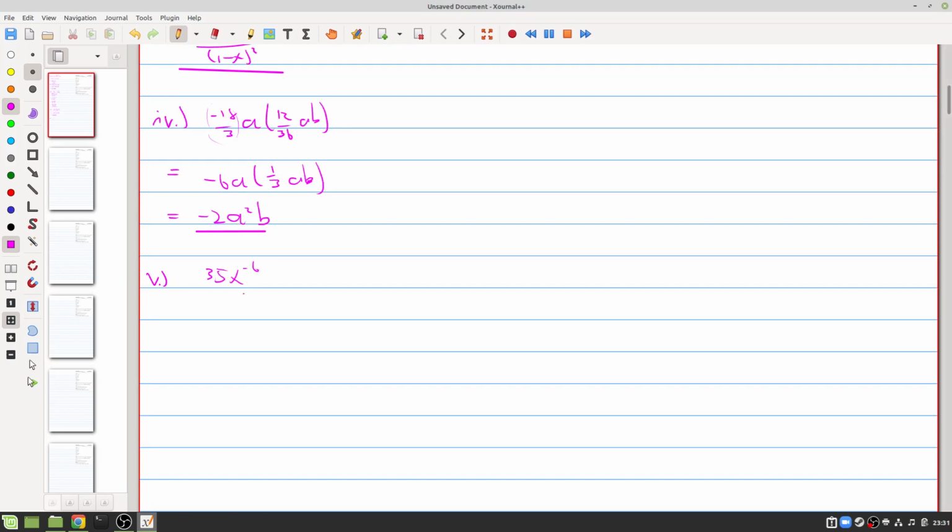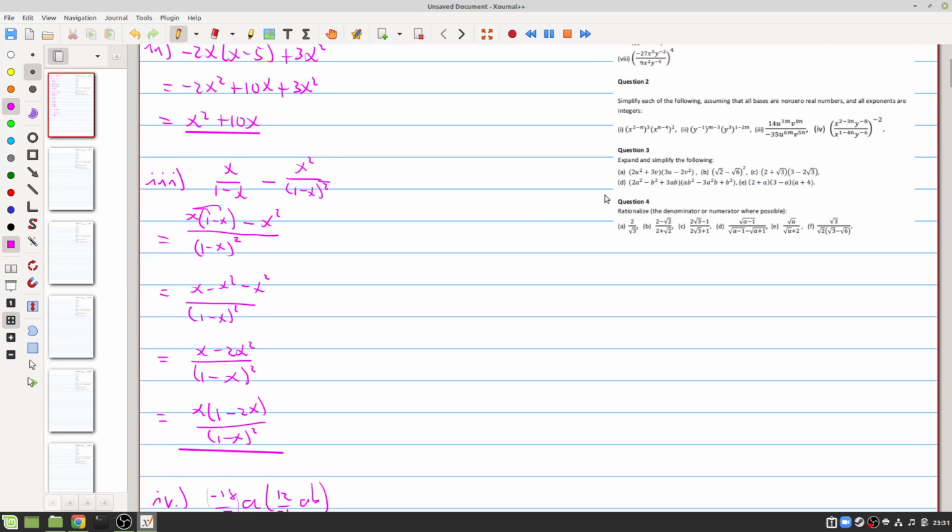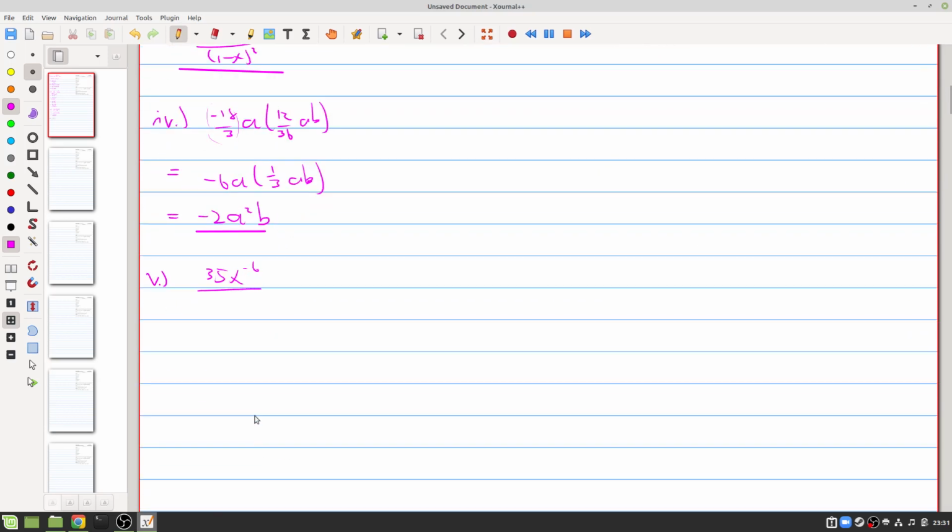35x to the power negative 6 over 14x to the power 4. Alright, so 35 and 14, I don't think there's... oh, there's 7. Both of them can be divided by 7, so we can simplify that. So that becomes 5 over 2.